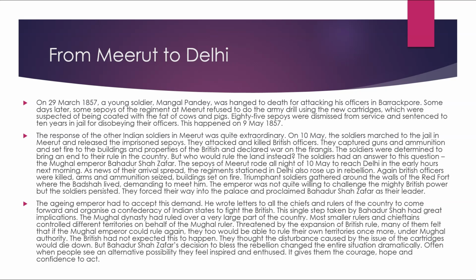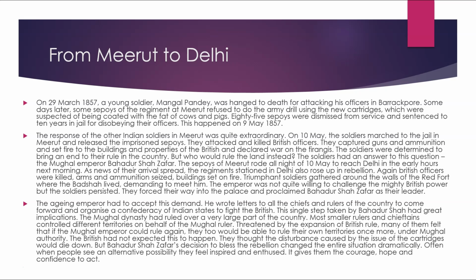The sepoys of Meerut rode all night of 10th May to reach Delhi in the early hours of the next morning. As news of their arrival spread, the regiments stationed in Delhi also rose up in rebellion. Again, British officers were killed, arms and ammunition seized, buildings set on fire. Triumphant soldiers gathered around the walls of the Red Fort where the Badshah lived, demanding to meet him. The emperor was not quite willing to challenge the mighty British power, but the soldiers persisted. They forced their way into the palace and proclaimed Bahadur Shah Zafar as their leader. The aging emperor had to accept the demand. He wrote letters to all the chiefs and rulers of the country to come forward and organize a confederacy of Indian states to fight the British.